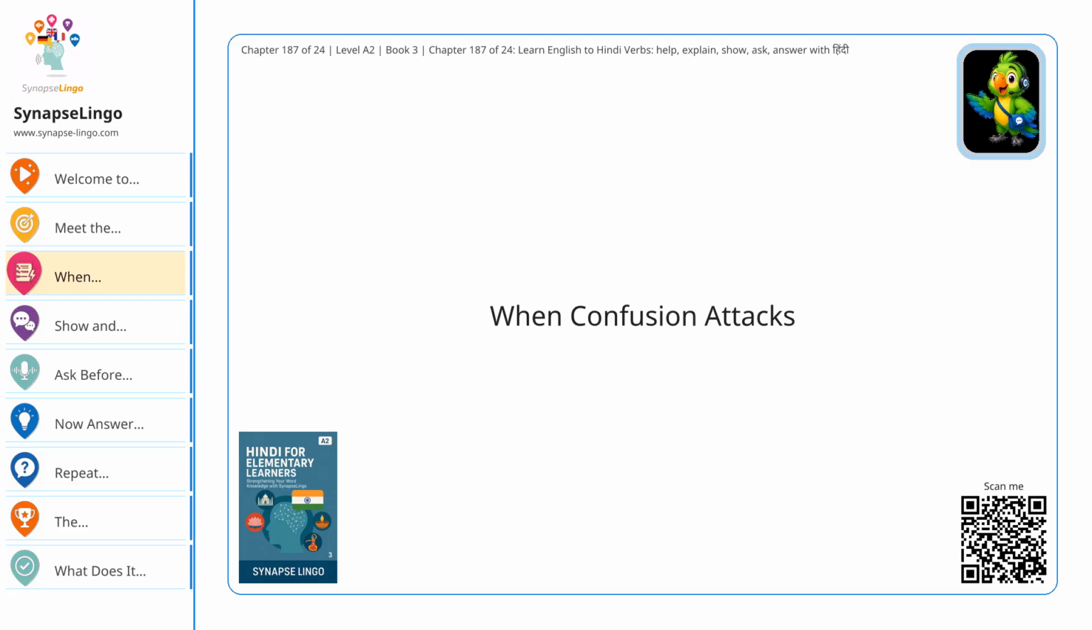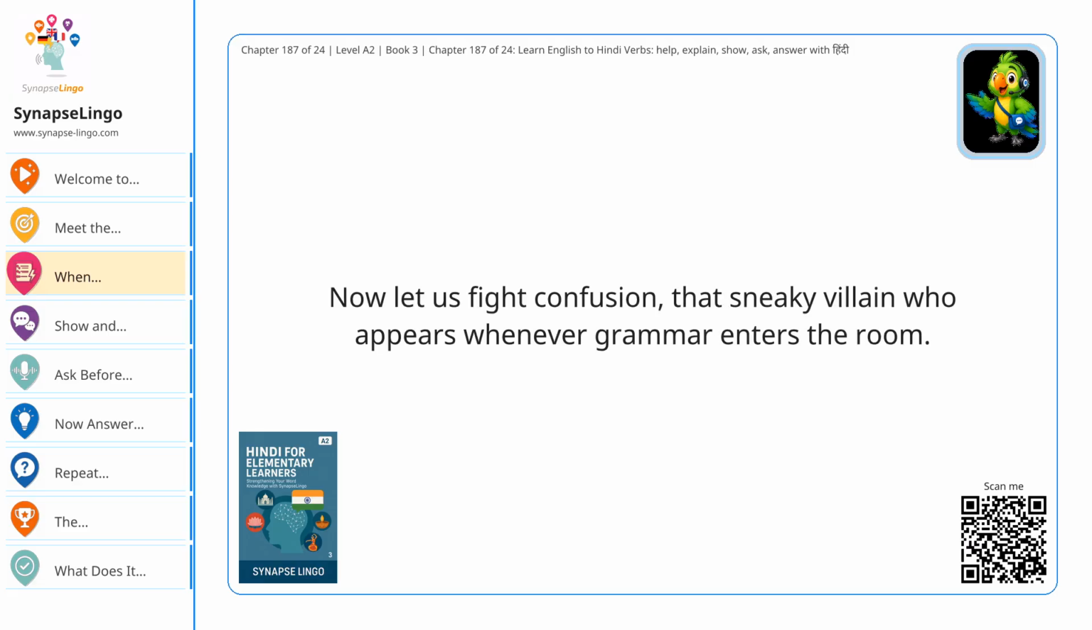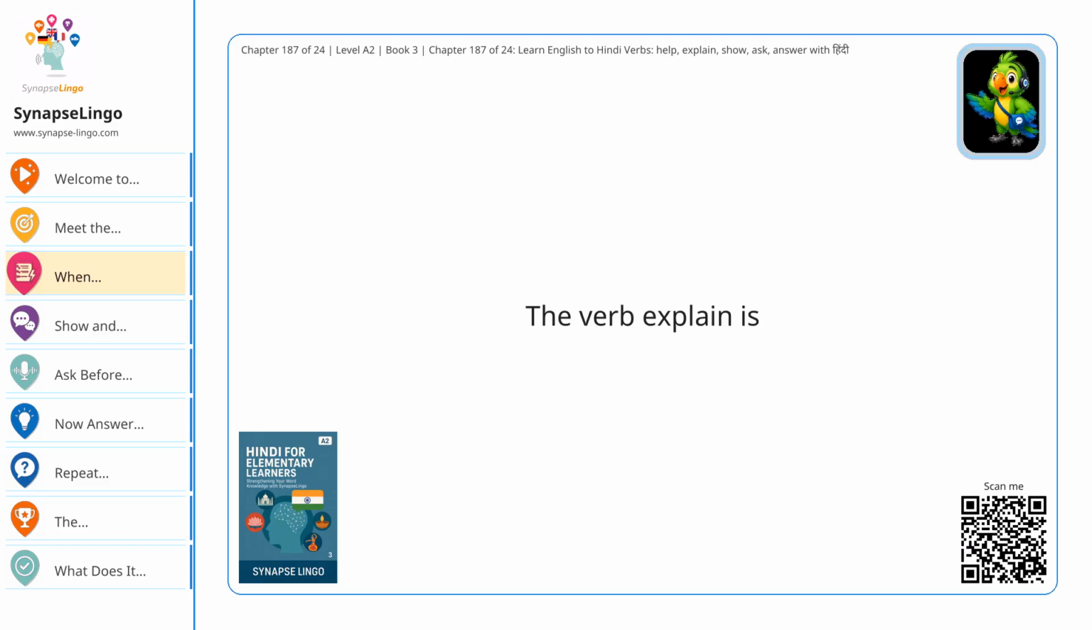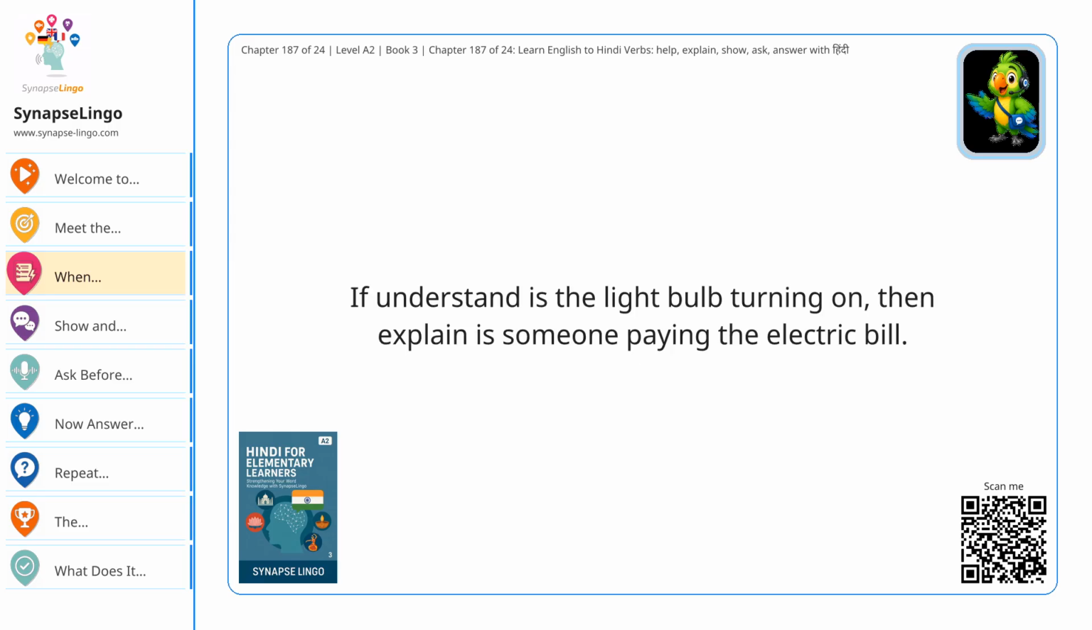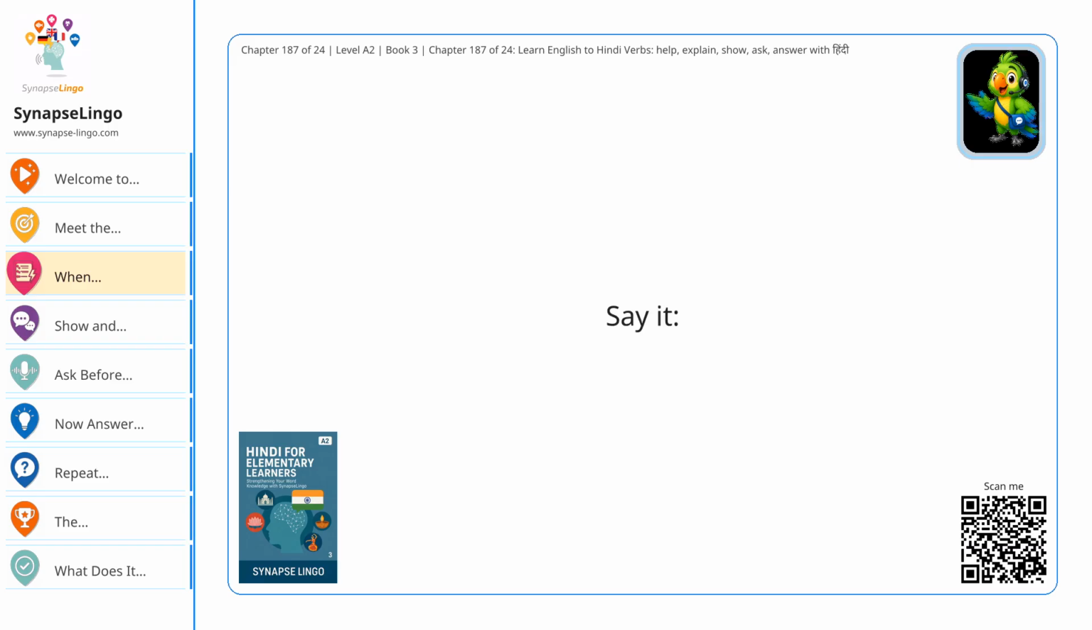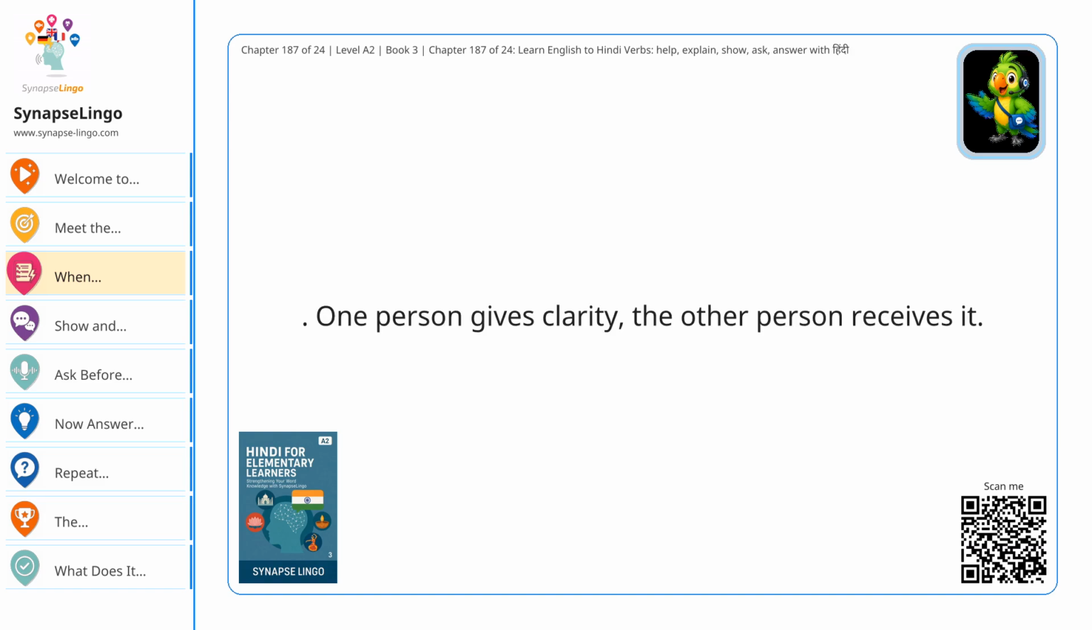When confusion attacks. Now let us fight confusion, that sneaky villain who appears whenever grammar enters the room. The verb explain is समझाना. If understand is the light bulb turning on, then explain is someone paying the electric bill. Say it. समझाना. Example. Please explain this to me. Hindi key verb. समझाना. Tiny contrast. Explain is समझाना, but understand is समझना. One person gives clarity, the other person receives it.